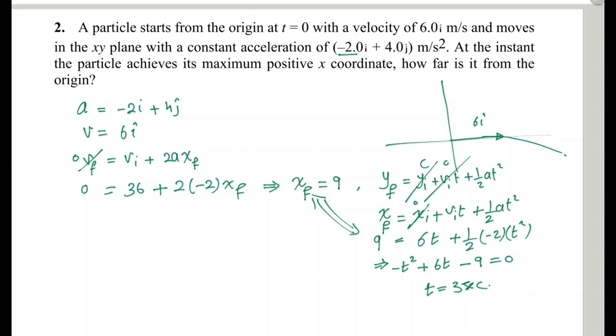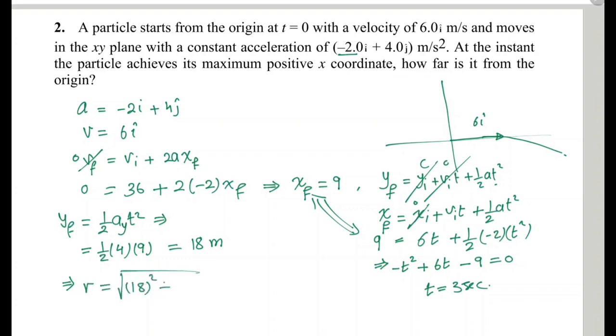Now back to this equation here, y final equals half ay t square. You substitute t equals 3 and a equals plus 4, so it's equal to half times 4 times 9, or equal to 18 meters. So the position here is equal to square root of 18 square plus 9 square, or equal to 20 meters.